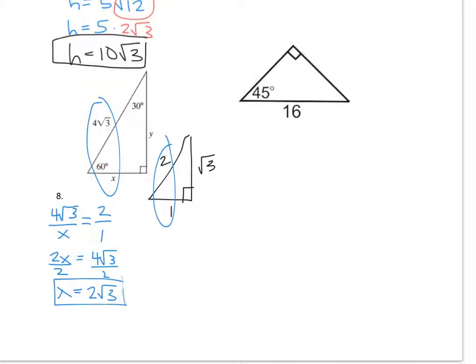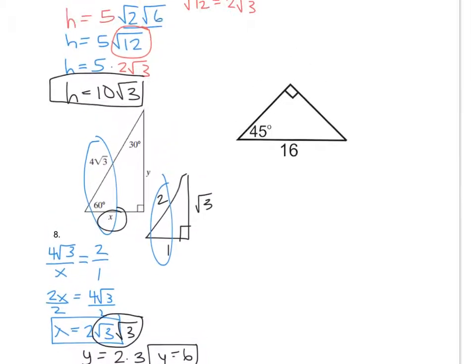Which makes sense because the short side is always half of the hypotenuse. So take half of this and it's 2 root 3. The long side is take the short side and multiply it by root 3. So then the y is going to be 2 times root 3, which is 6. So y is equal to 6. Or you can set up a proportion if you want. It's just a faster way to do it, what I just did.